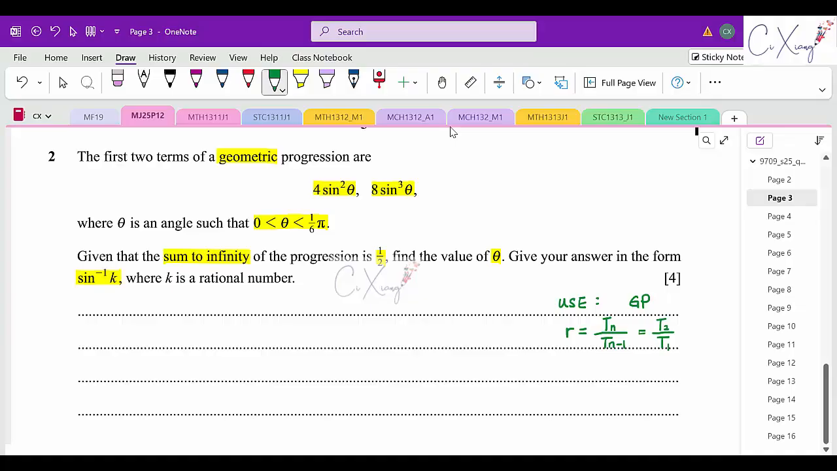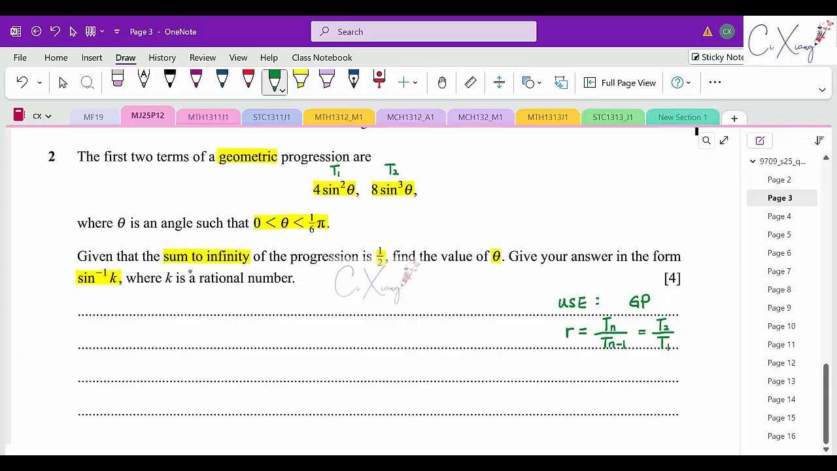So second term divided by the first term and so on. Alright? And we are having the first term, this is T1. We are having the T2 here. Therefore, we can find out the R in terms of the theta. Okay? So let's start. Yeah, before that, let's continue to have a look for the information here.